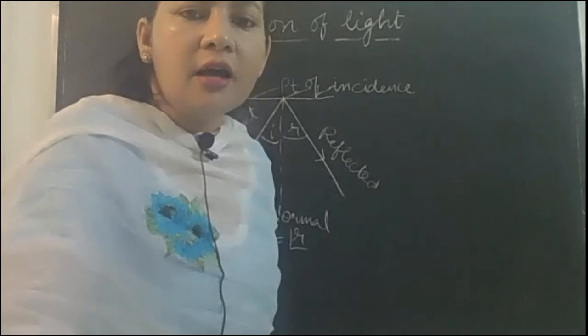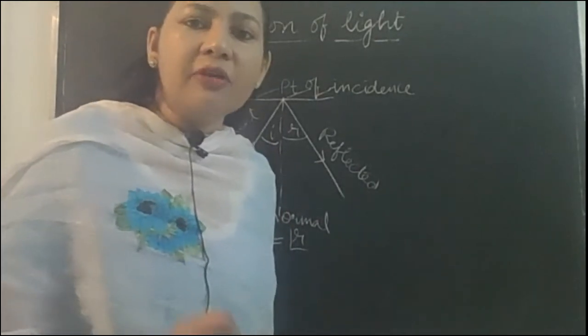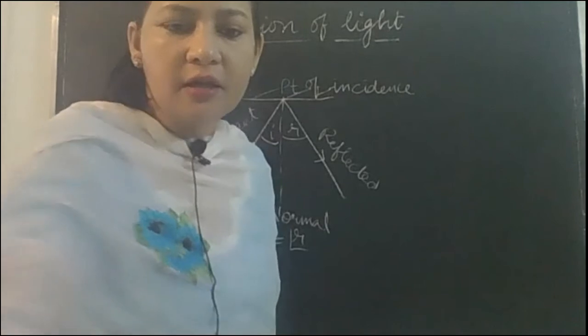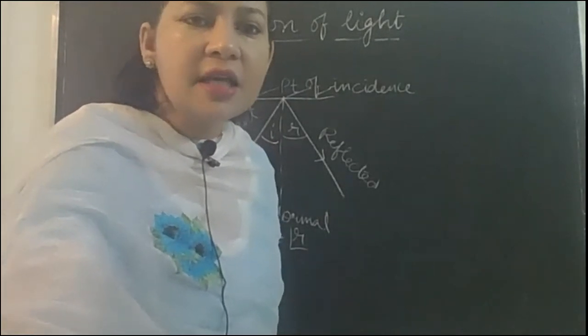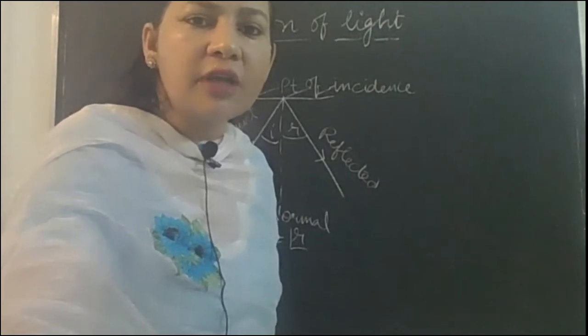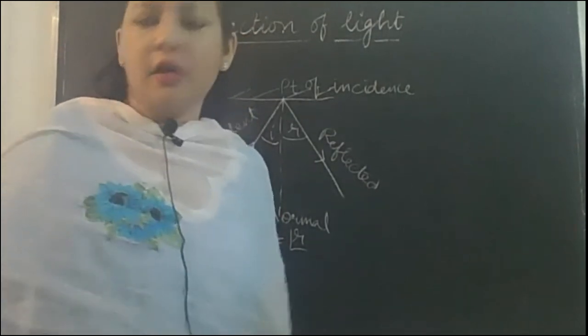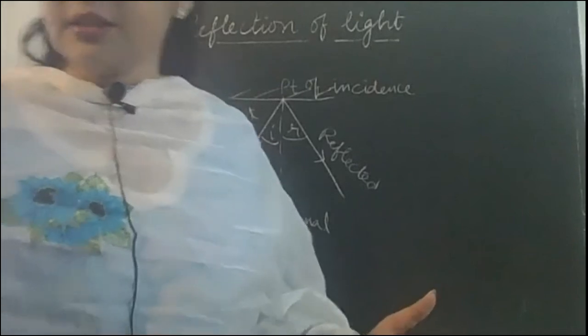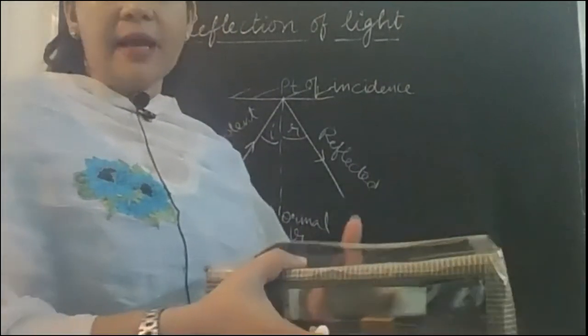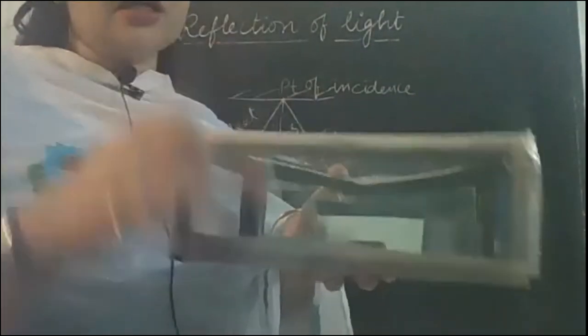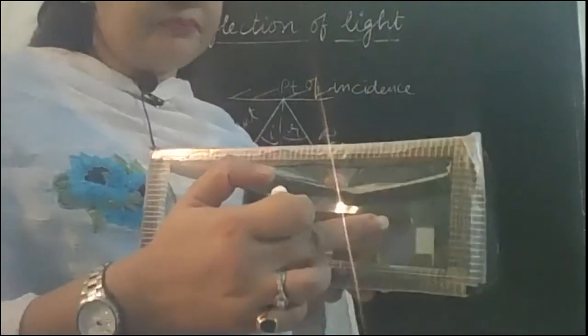All right, the same thing we can do with the help of a laser light also. Okay, you can all manage a toy laser light at home and see using that also how we can study reflection of light. For this, this is the apparatus that I have prepared. Okay, this is the apparatus in which there is a mirror strip, a glass slab, and a prism.